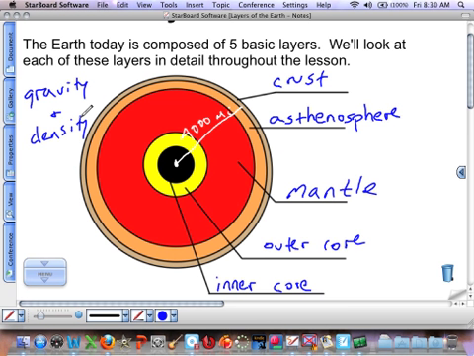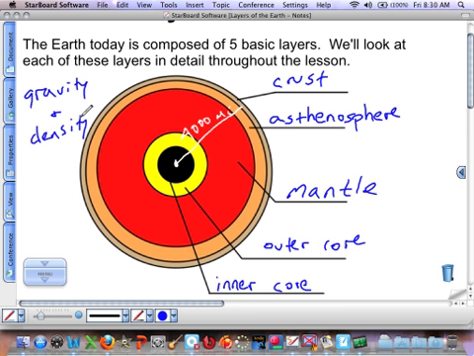So, what does that tell you about the inner core? If it's all the way at the inside, what does that tell you about the density of the inner core? Least dense? Most dense. Excellent. So the most dense. What's the least dense? Crust. And that's where we live.